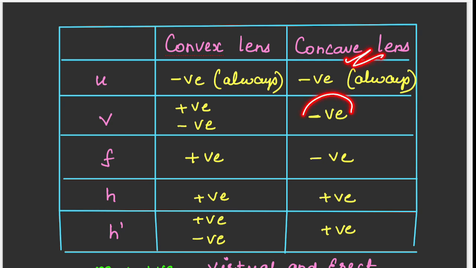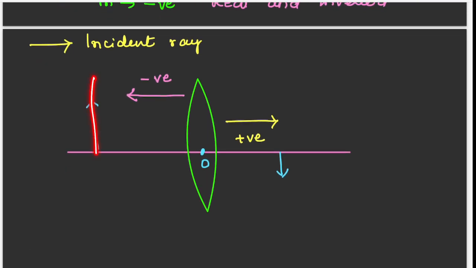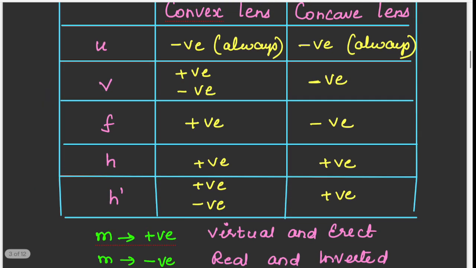Whereas for the concave lens, it is always negative. Why? Because for the concave lens, the image is always formed on this side of the lens. Therefore, it is always negative.